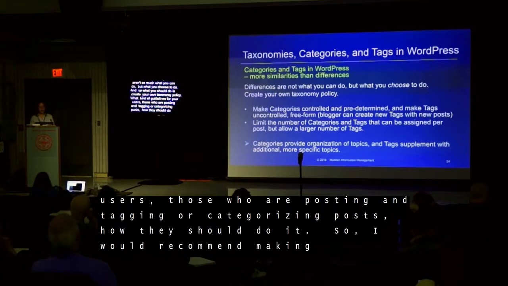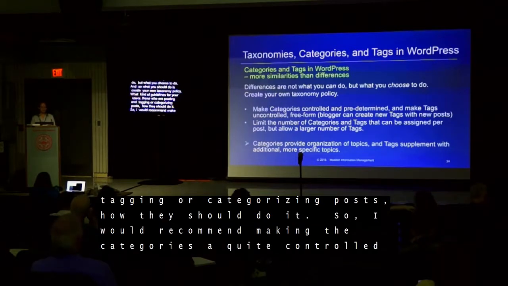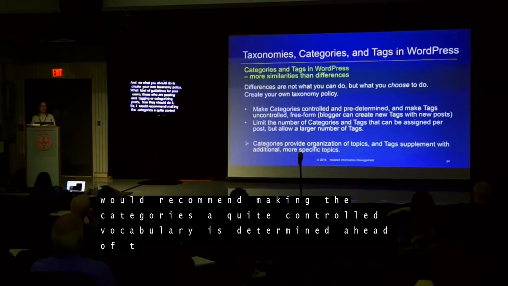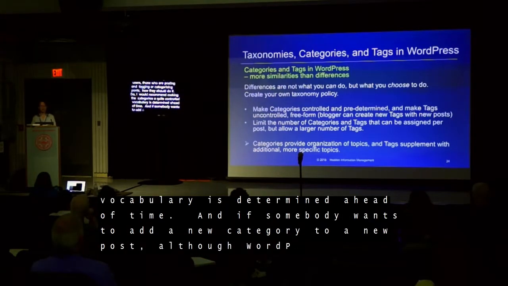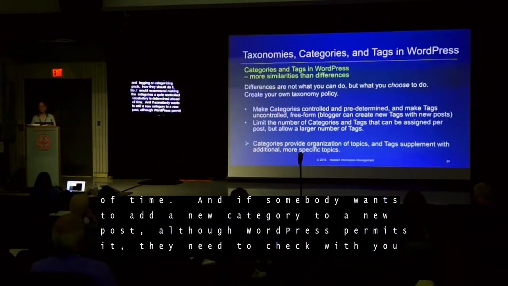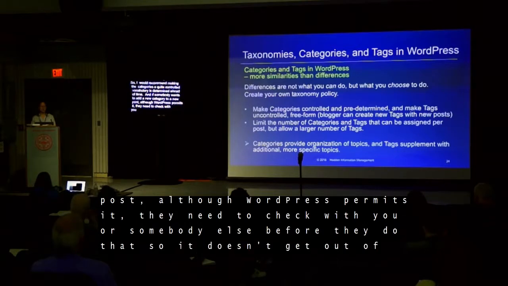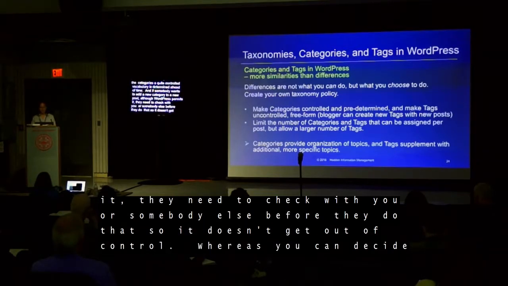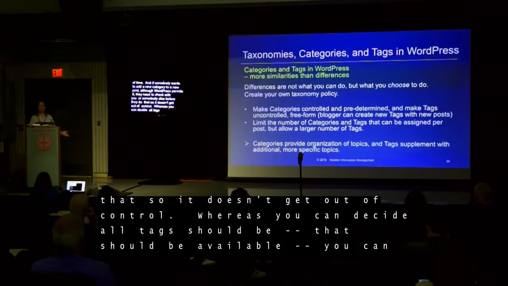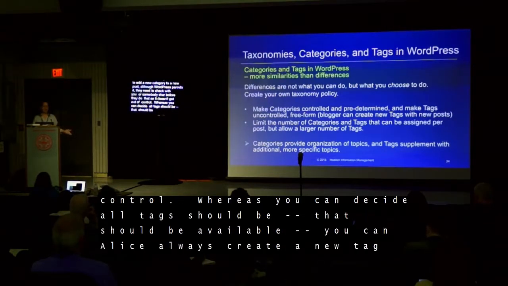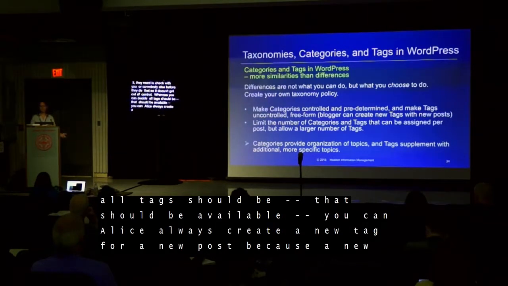So I would recommend making the categories a quite controlled vocabulary that is determined ahead of time, and if somebody wants to add a new category to a new post, although WordPress permits it, they need to check with you or somebody else before they do that so it doesn't get out of control. Whereas you can decide that tags should always be available. You can always create a new tag for a new post because a new post will have some new topic in there.